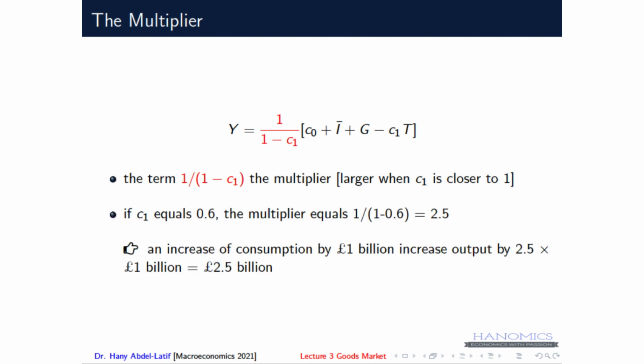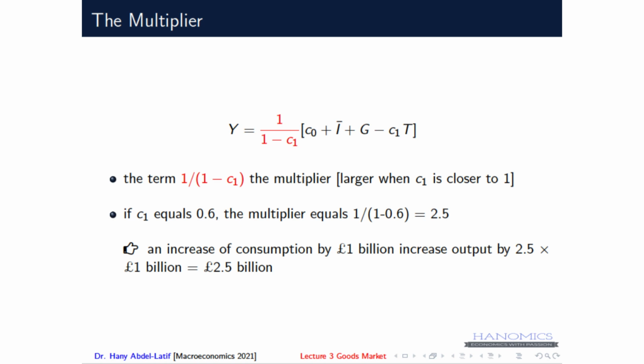So, for example, a marginal propensity to consume, or C1, equals 0.6 will make the multiplier equal 2.5. What does that mean? An increase in consumption by £1 billion increases output by 2.5, the value of the multiplier, multiplied by this £1 billion. So that gives us 2.5 billion pounds.